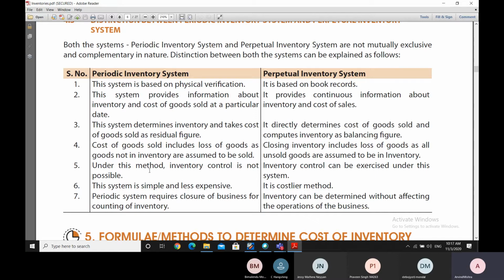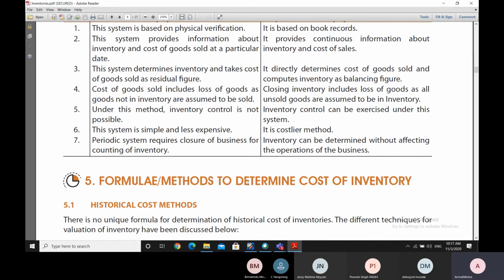Now, under this system of periodic inventory, inventory control is not possible, but perpetual inventory system allows for better control or complete control over the inventory. Periodic system is not very expensive. Perpetual is the... periodic system requires the closure of business for counting, but that is not required to be done in the perpetual inventory system.